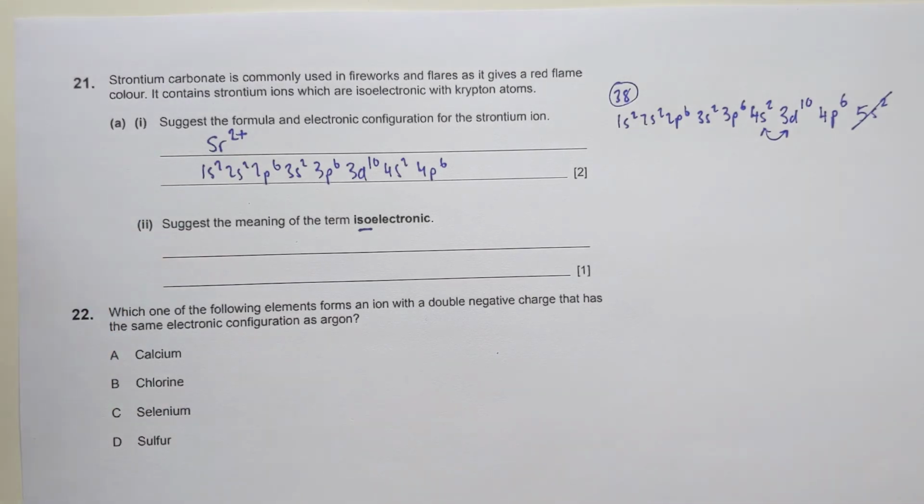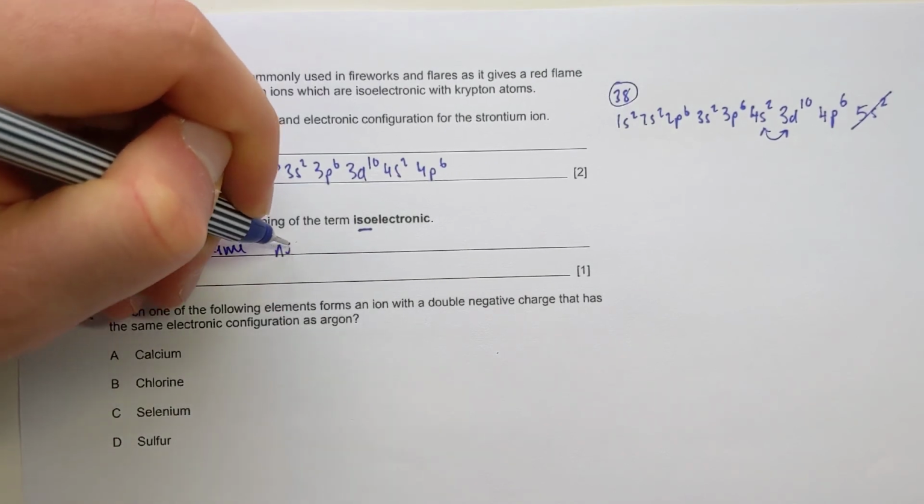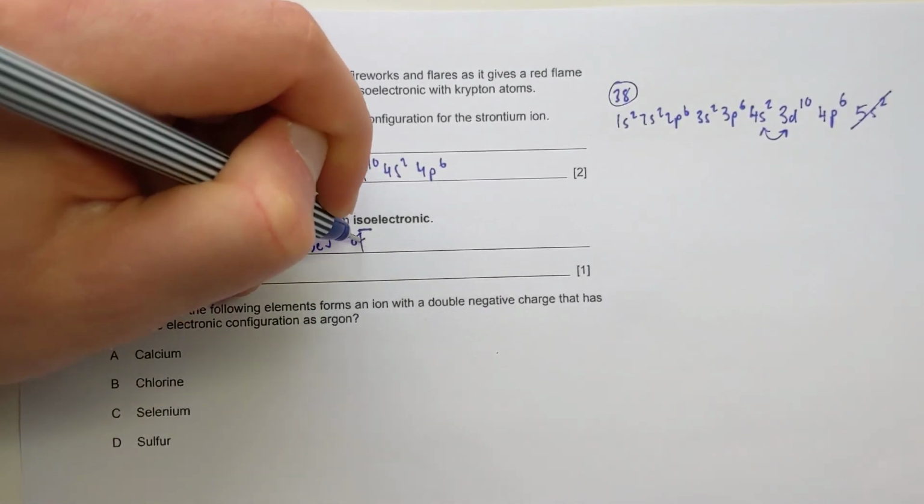And that would match up because strontium is very close to krypton. If you took 2 electrons out from strontium, you're actually matching up with what krypton's got for its electronic configuration, which would be another hint. So it's got the same number of electrons or the same electronic configuration.